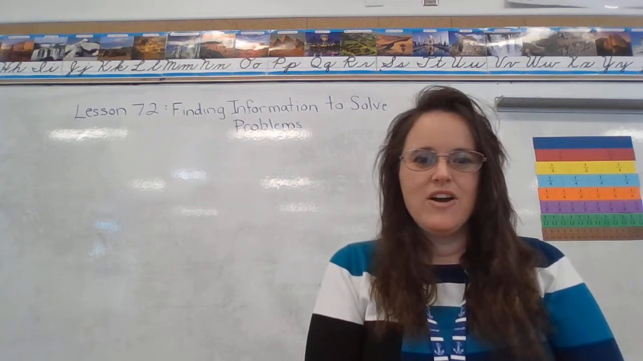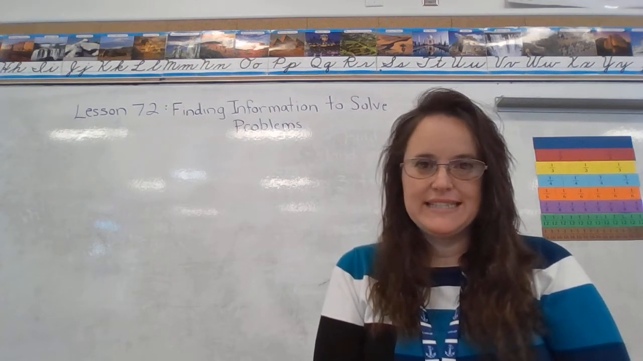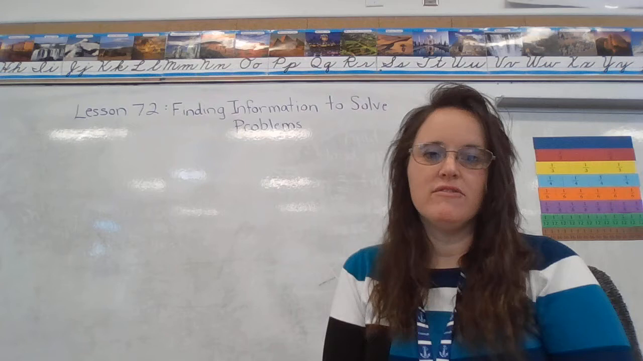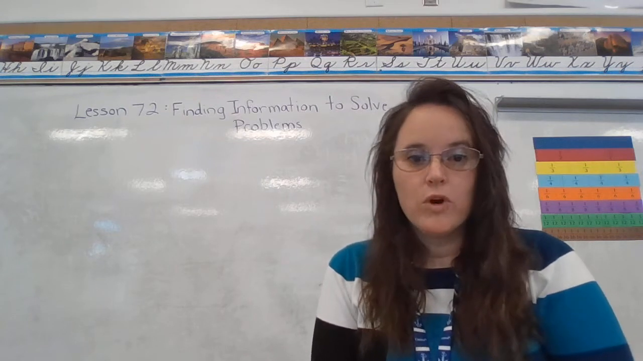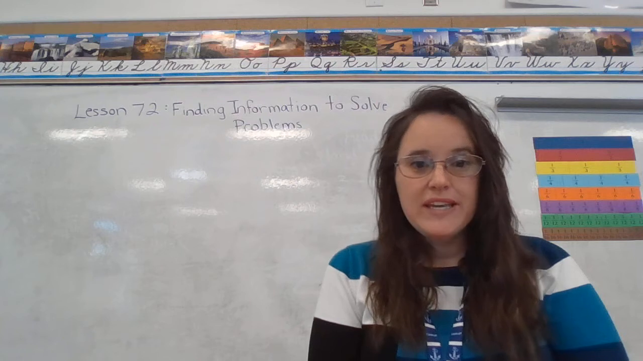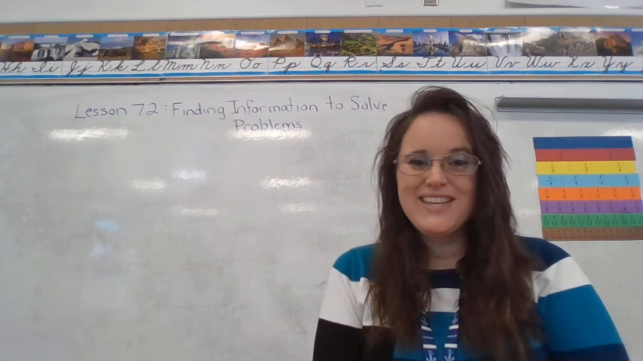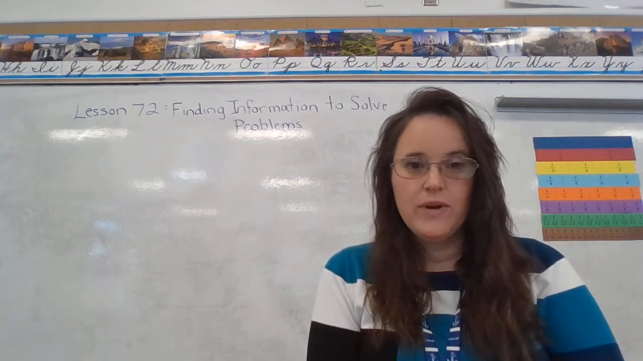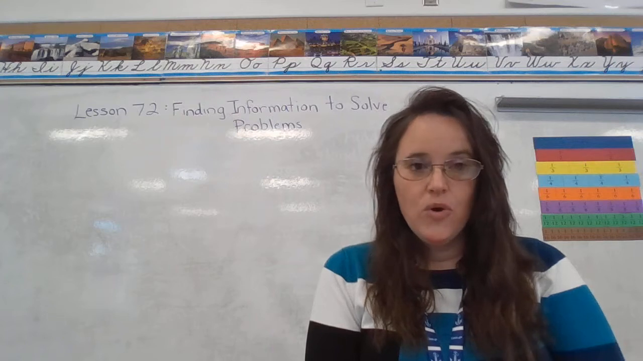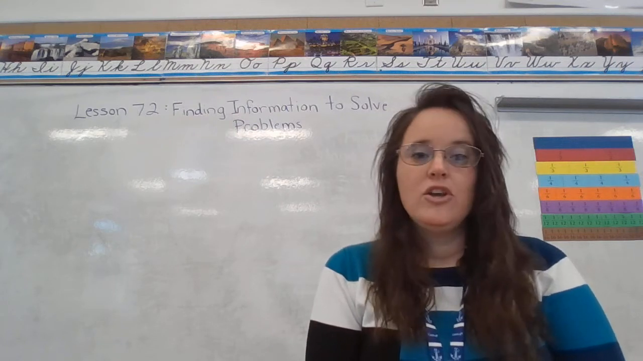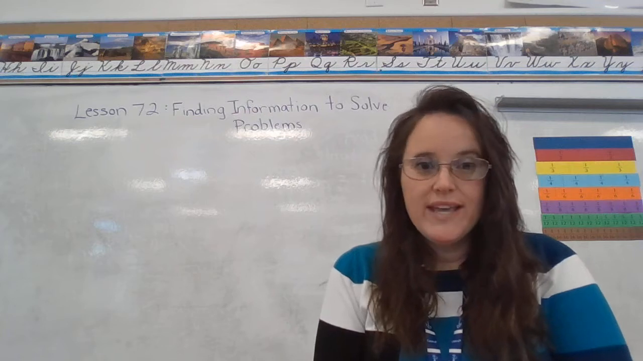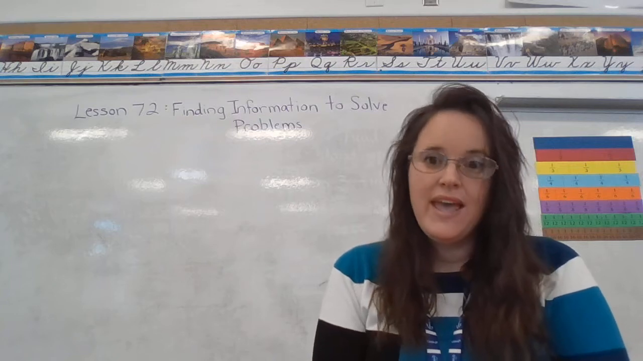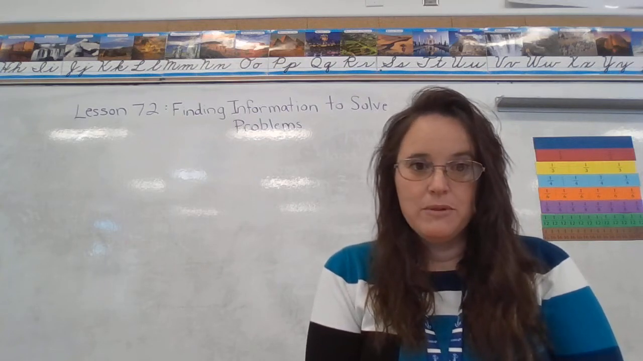Hi class, today we are on Saxon Math Book 4, Lesson 72, and we will be talking about finding information to solve problems. So we're speaking about word problems here, and the tricky part about word problems is that you have to be just as good of a reader as a mathematician when you're solving word problems. You need to know where to find the information you need. You need to be able to discern what exactly the question is asking, what it's asking for, what it's asking you to do, and that is what tends to make word problems tricky.